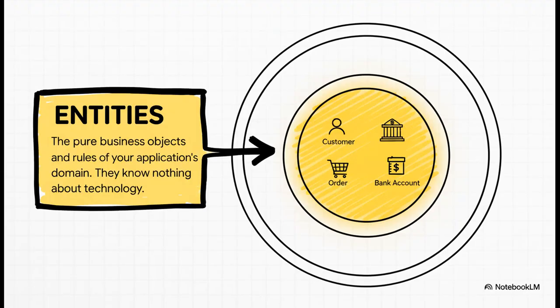At the absolute center, the very heart of the onion, you have your entities. These are the pure business objects of your system. Think customer, product, account. They hold the most fundamental business rules. And here's the key. They know absolutely nothing about technology.